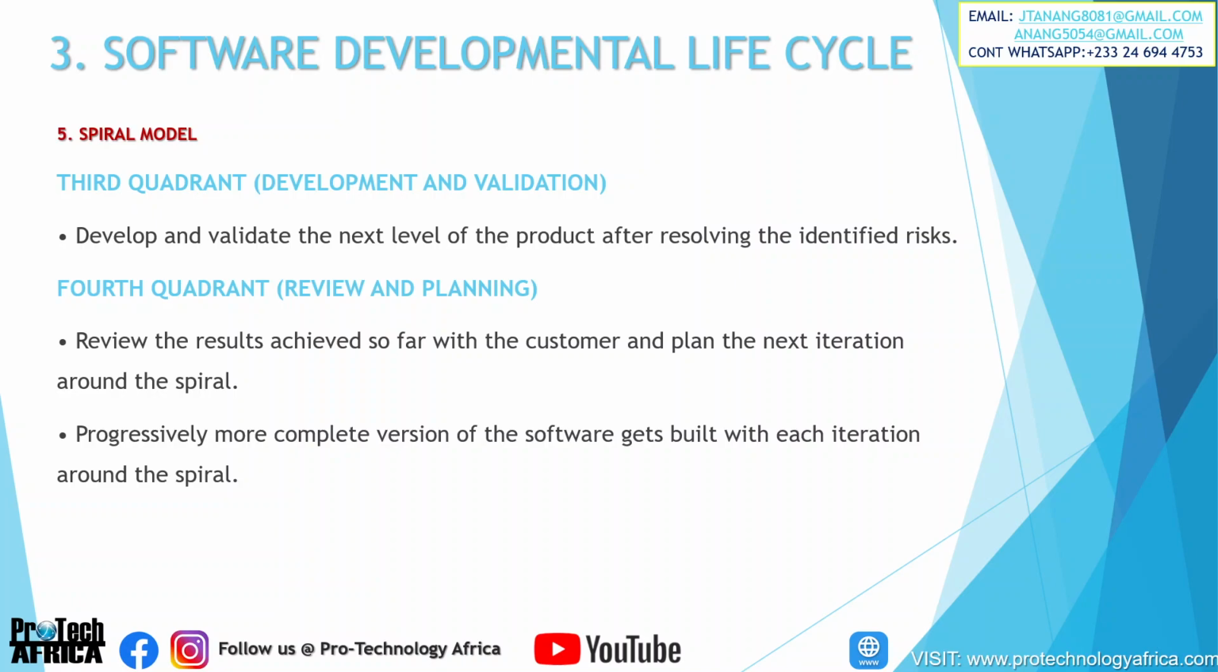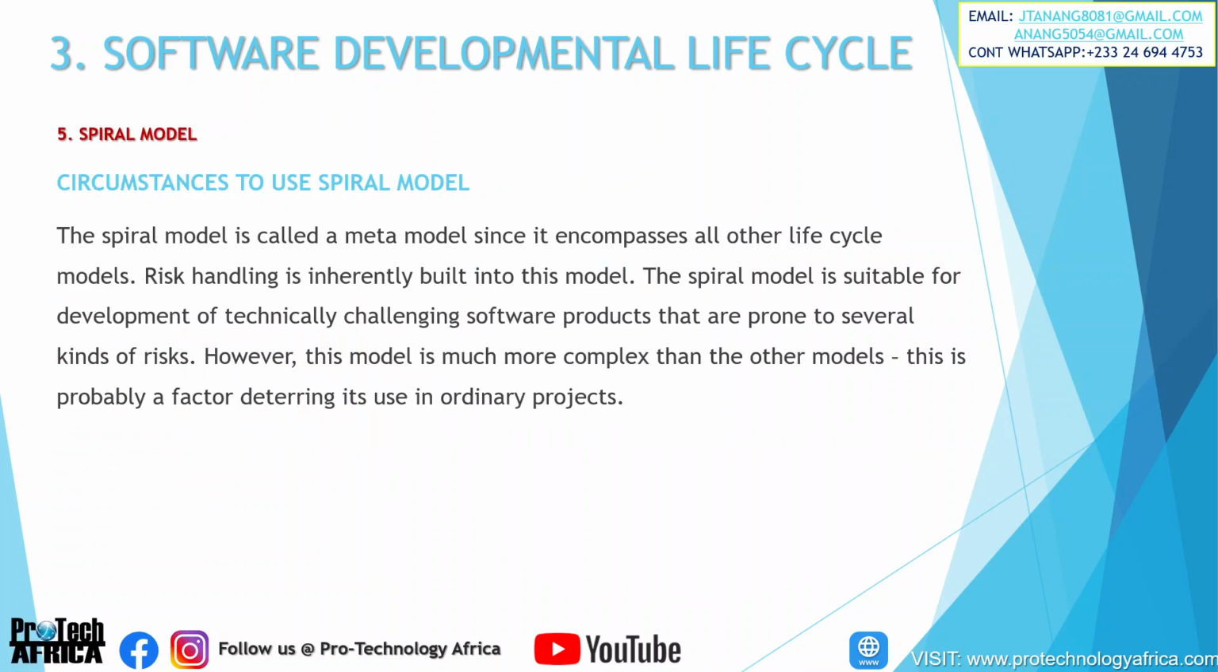And then we come to the third quadrant, that is develop and validate the next level of the product after resolving the identified risk. And then we come to the fourth quadrant where we review the results achieved so far with the customer and plan the next iteration around the spiral. We have progressively more complete versions of the software built with each iteration around the spiral. Circumstances to use the spiral model.